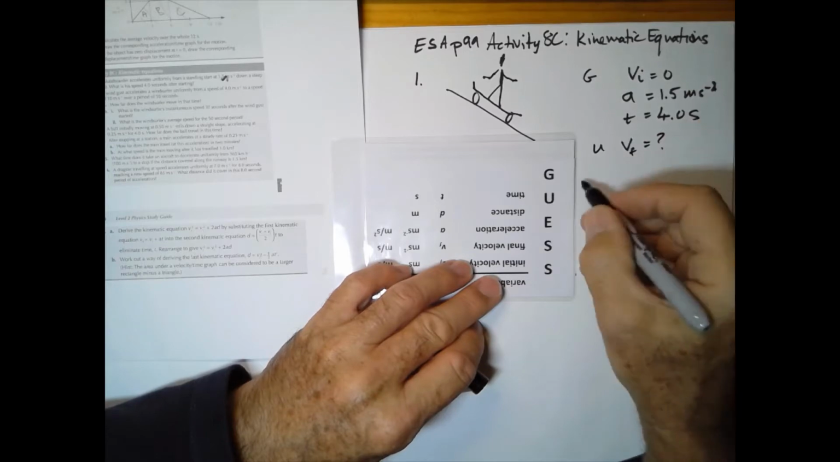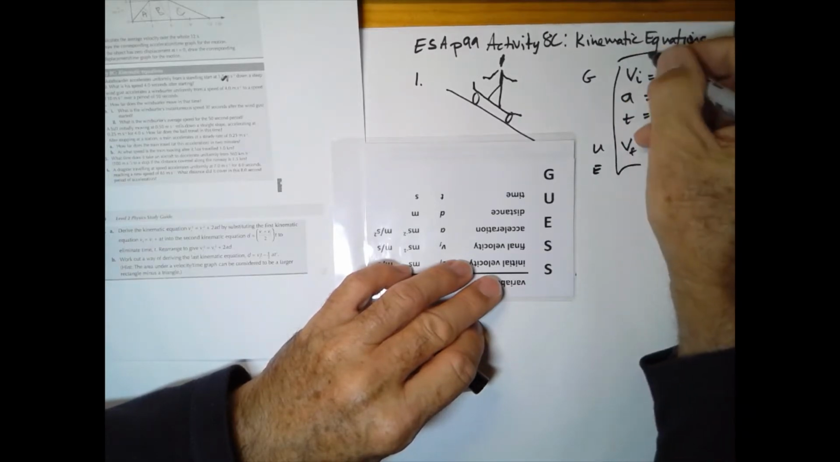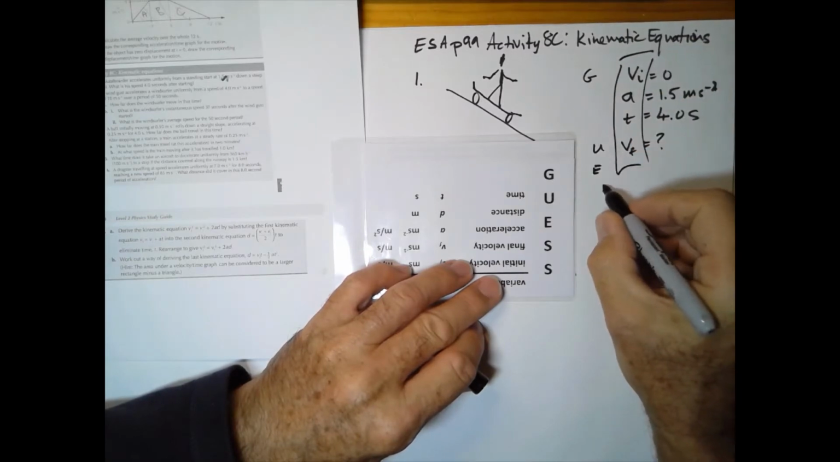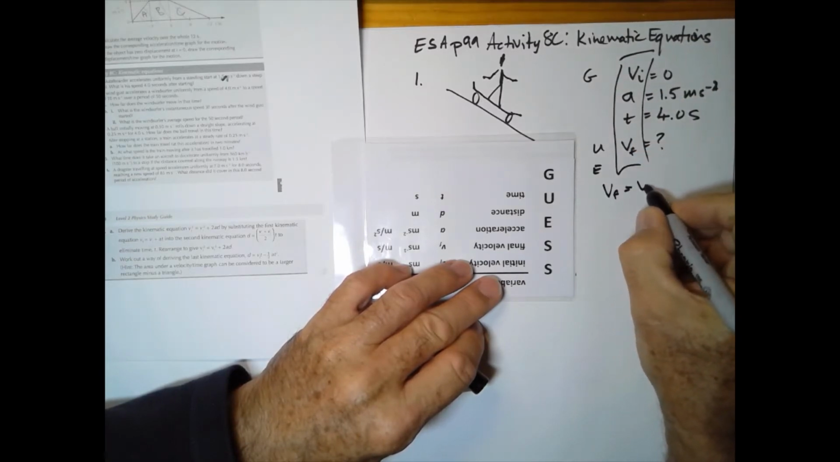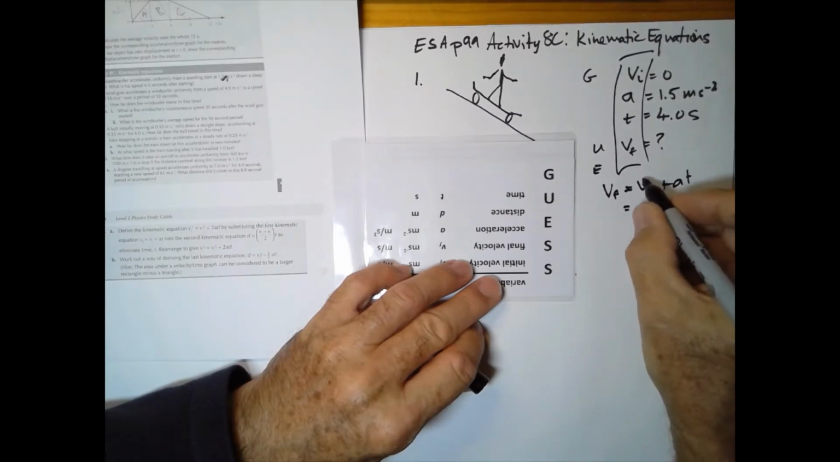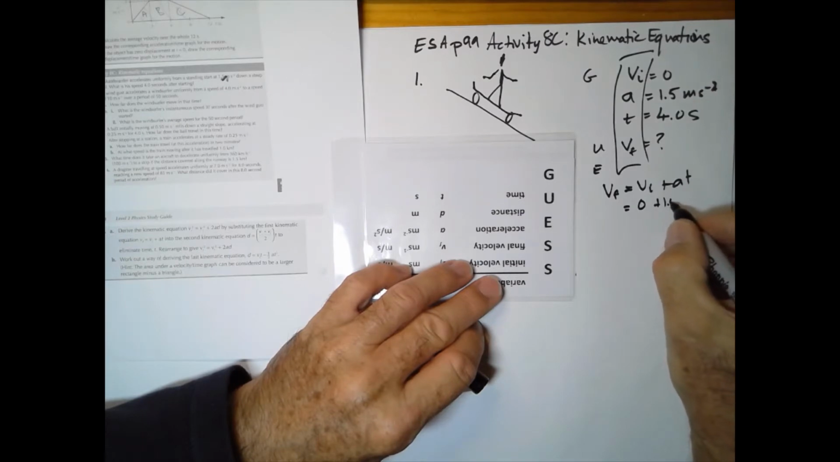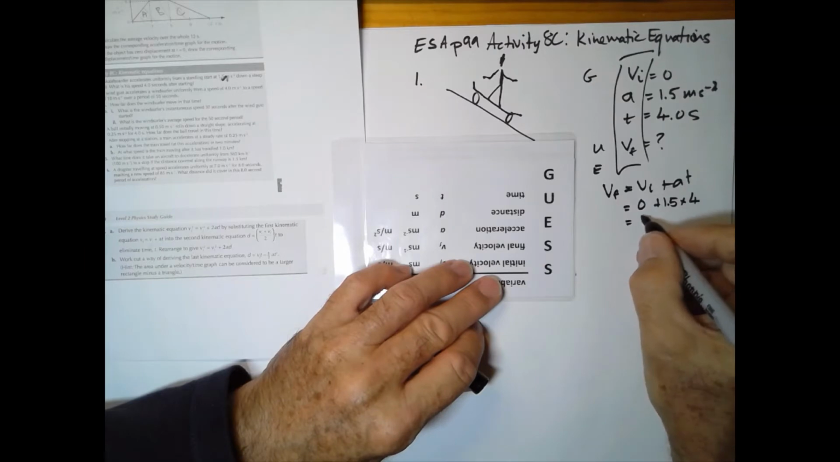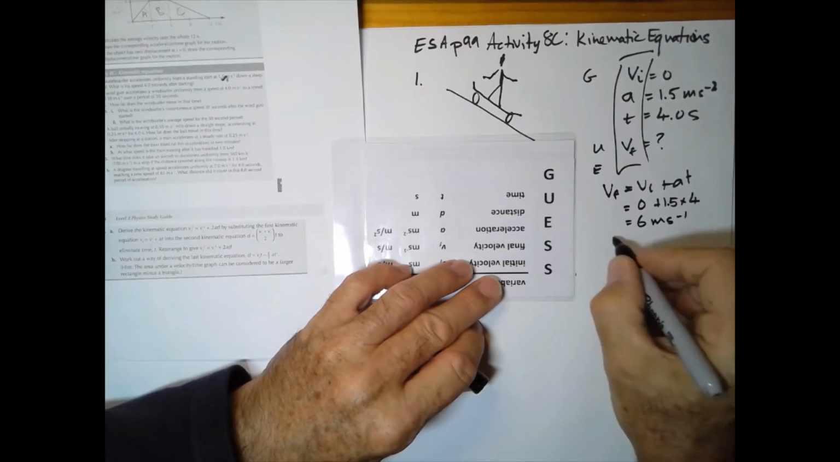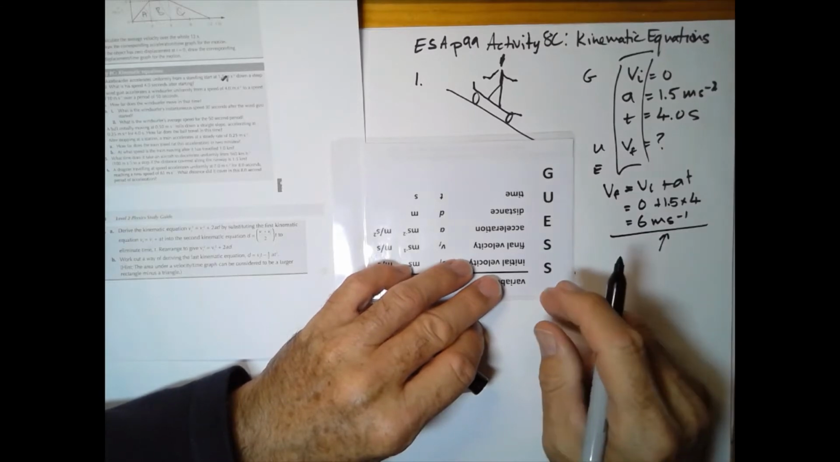We don't know. What's an equation which fits just these 4 things together? We've got v final is equal to v initial plus at. V final is equal to initial velocity 0 plus acceleration of 1.5 times time of 4, which is equal to 6 meters per second. Note again, make sure you've got your units in there.